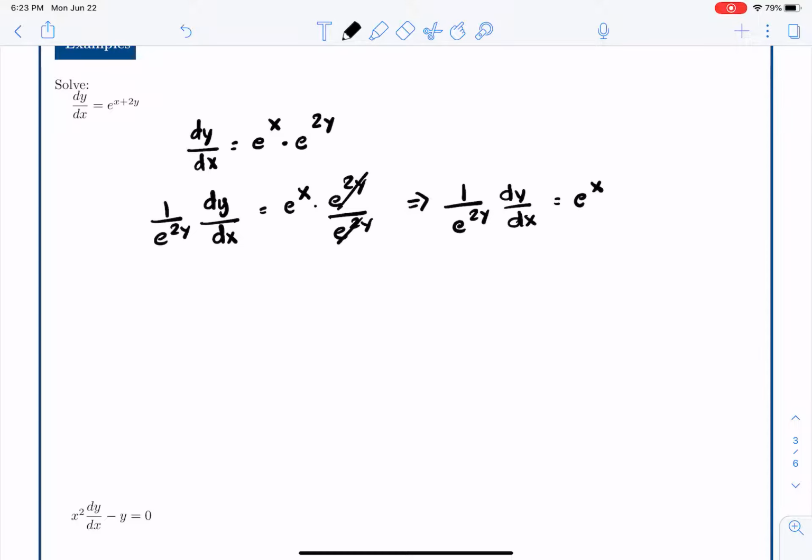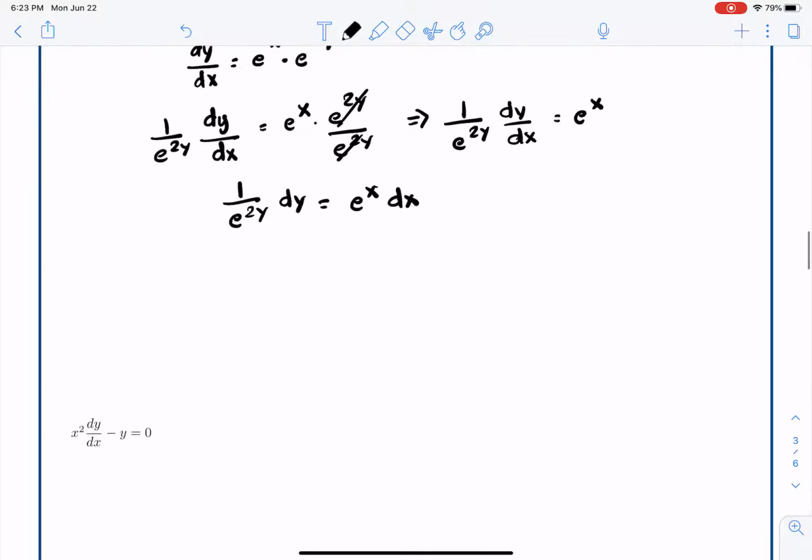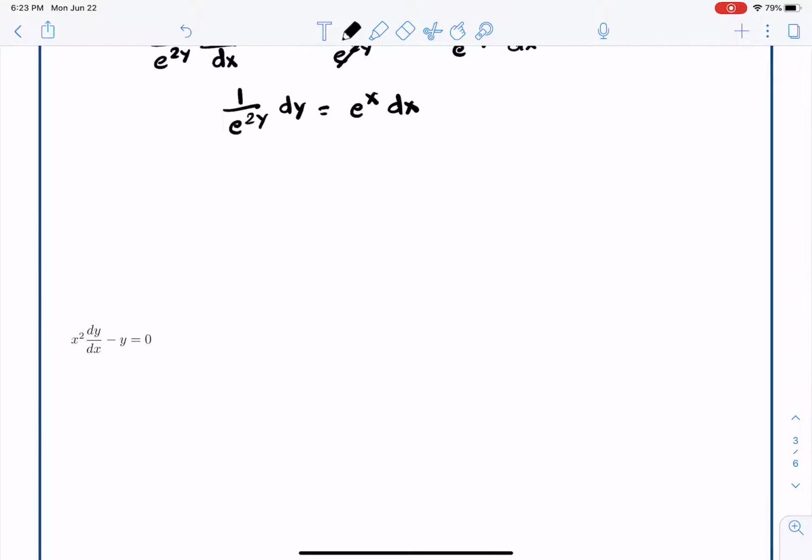I'm going to multiply by dx on both sides. I will get 1 over e raised 2y times dy equals e raised x dx. I'm going to move e raised 2y to the numerator. e raised negative 2y dy is equal to e raised x dx. Integrate on both sides.